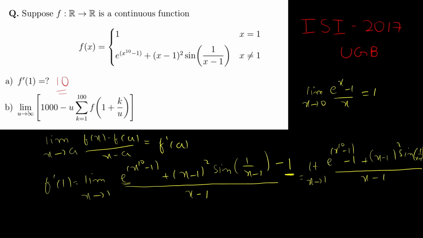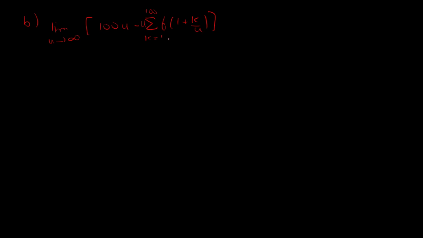Now part B says limit u tends to infinity. Looks like there is an error in the question. Let me rectify it. It is not 1000, it is 100u. Let me write this part B in a new slide so that we can continue. Looking at this question, my first thought was that this term looks like one of the terms in the first principle of derivative, which we learned in the first slide of our class. Let me write it on the side.